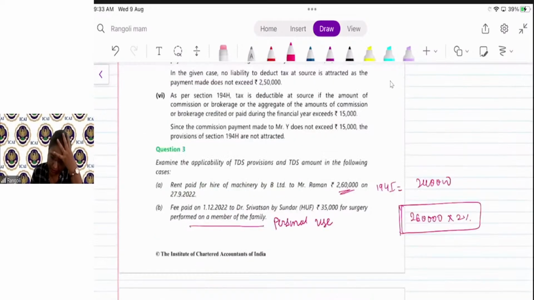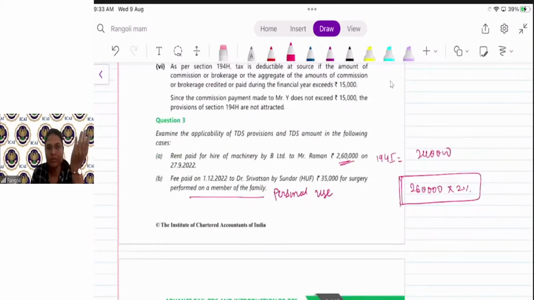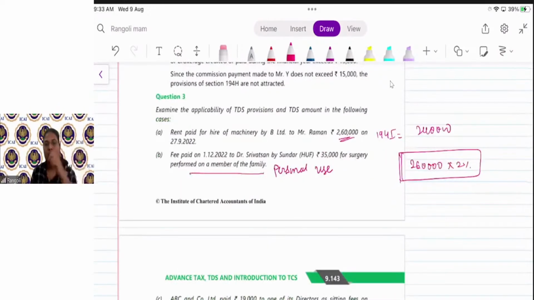See, the HUF, the business details are not given. So 194J is not applicable. If we assume the turnover in the last year is less than 1 crore or professional receipts less than 50 lakh, then 194J is not applicable. 194M is also not applicable because the value of services is less than 50 lakh rupees.